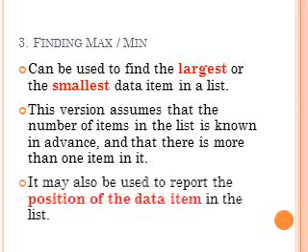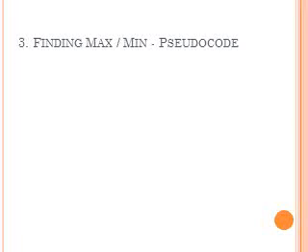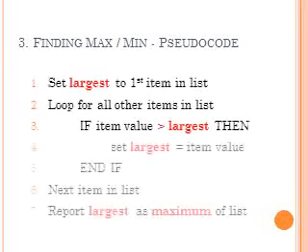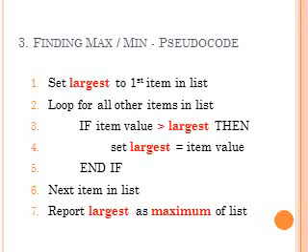Like linear search, we can also use the finding max or minimum standard algorithm to return the position of the data item in the list, because this might be useful later on. Here's the pseudocode. So we start off by setting the largest value, which is what we're going to return as the maximum of the list, to the first item in the list. So we can assume that the first item in the list is the largest value at present.